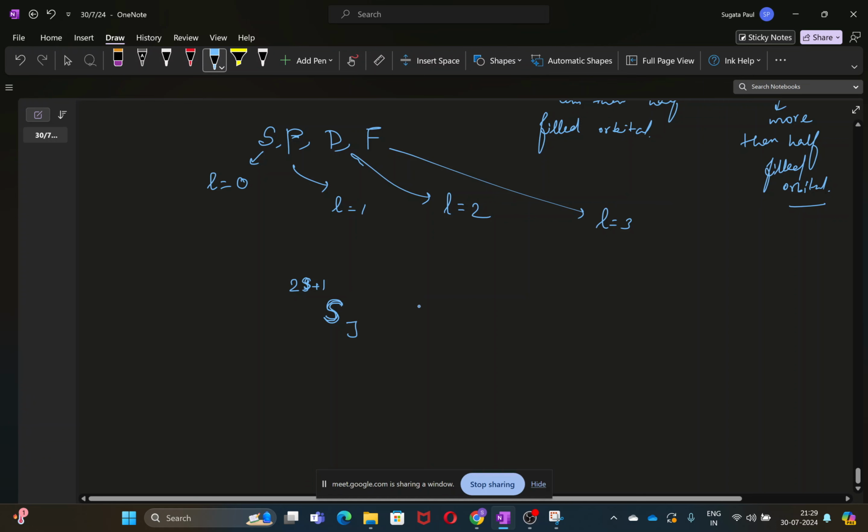It can be mod of L minus S or it can be L plus S, depending on whether the orbital is less than half filled or more than half filled. So based on that, it can also take forms like 2s plus 1 PJ or 2s plus 1 DJ or even F, depending on whether L equal to 0 or L equal to 1 or L equal to 2.